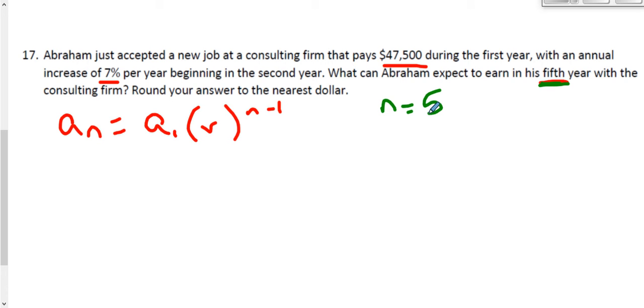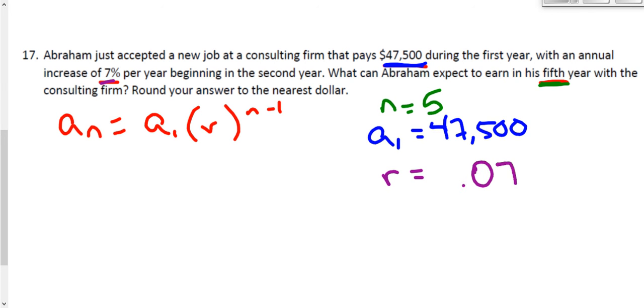The first term is the originating term, so the original whatever. And since we're talking about a salary, money, the originating money is his initial salary, which is $47,500. Now, the trickiest part about this problem is finding r. r is the rate at which his money is increasing. Now it does tell us that it's 7%, so we're going to use that as a decimal, which is 0.07.